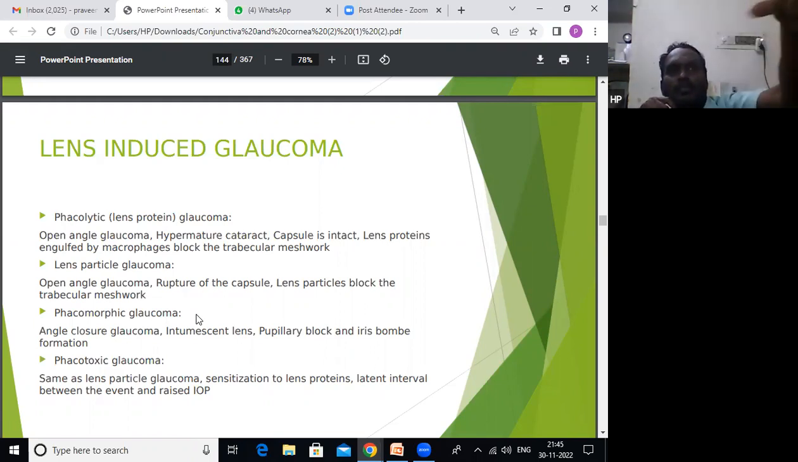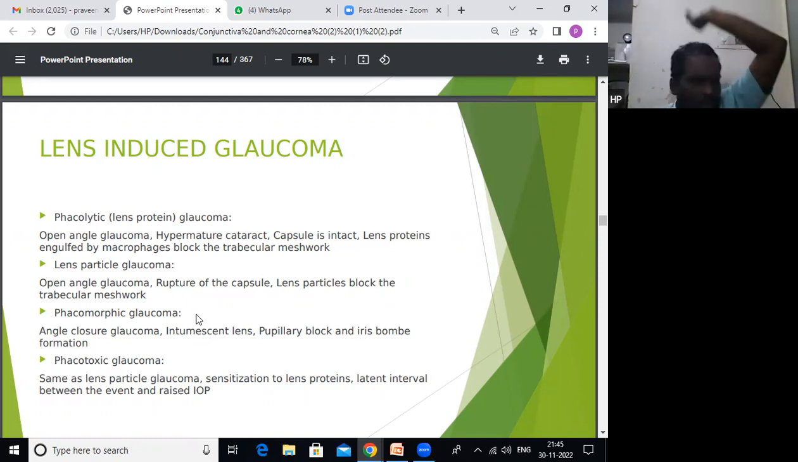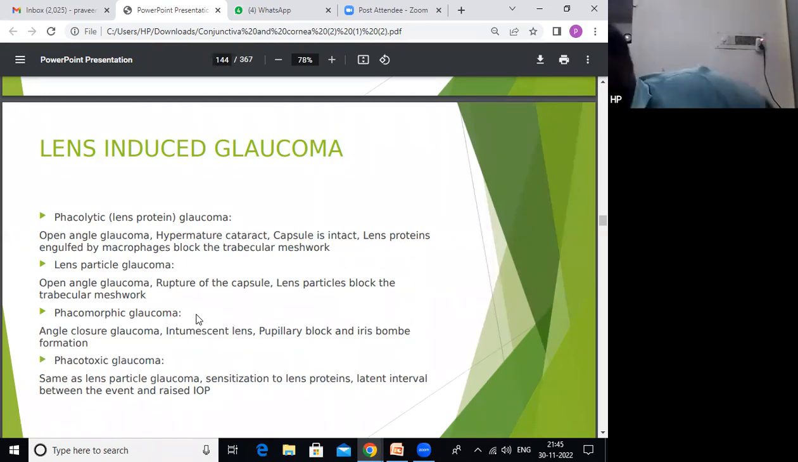The question is like this. A 35-year-old diabetic comes with sudden onset pain, redness, and diminished vision. On examination, there's an intumescent cataract with a shallow anterior chamber, and the intraocular pressure is raised. Which of the following is the most likely glaucoma in him? The options are phacomorphic glaucoma, phacolytic glaucoma, phacotoxic glaucoma, something like that. You see an intumescent cataract, you see a shallow anterior chamber, you see an angle closure, that is phacomorphic glaucoma.